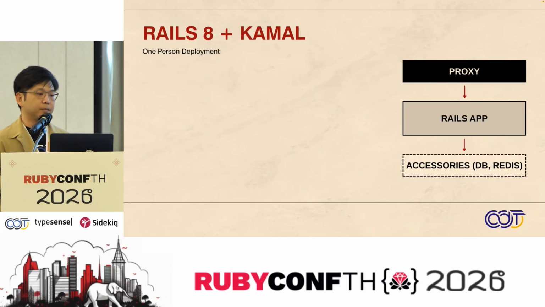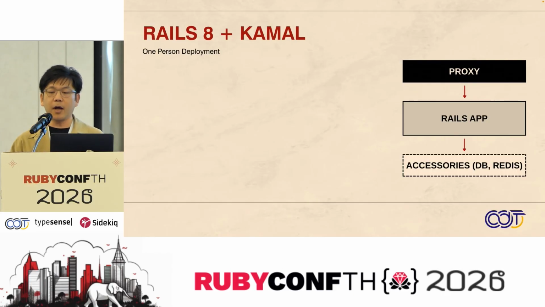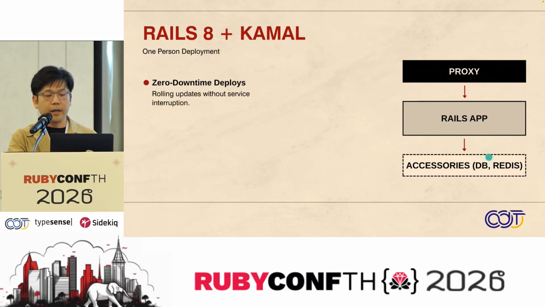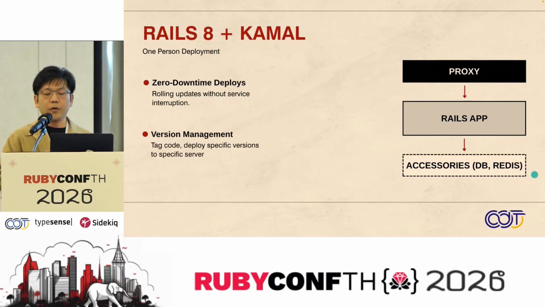Yeah, and we have Rails 8, and Rails 8 ships with Kamal by default. Kamal lets a single developer handle deployment with a simple, opinionated workflow. With one Kamal setup, you can get zero-downtime deploys and rolling updates, so we can deploy new versions without interrupting users. Version management: Kamal looks at your Git revision and uses that to version your Rails app automatically, so it knows whether it's deploying the same code or not.